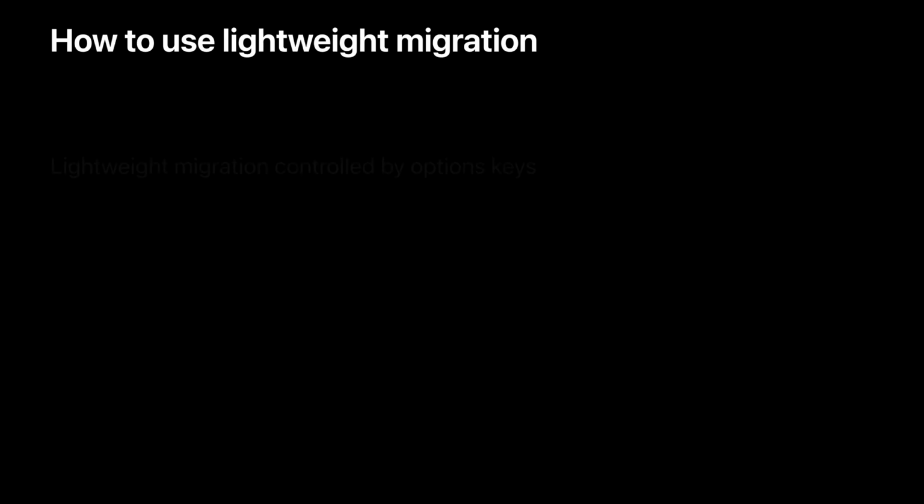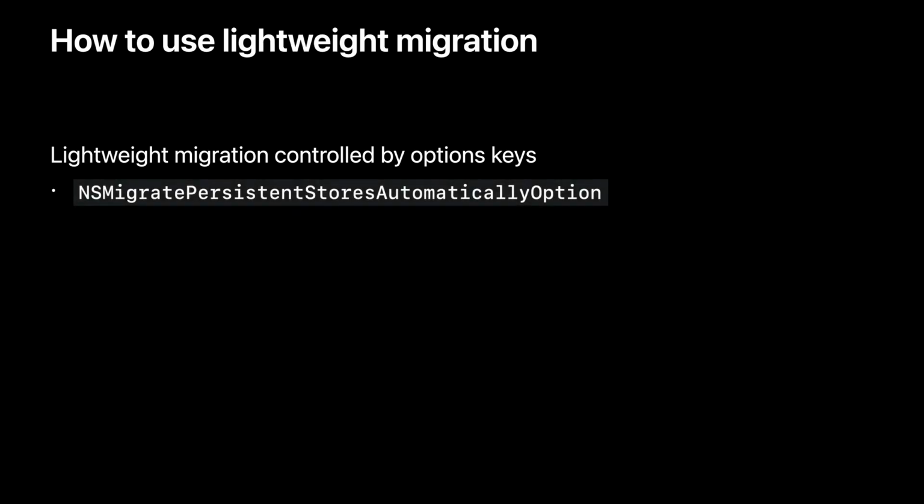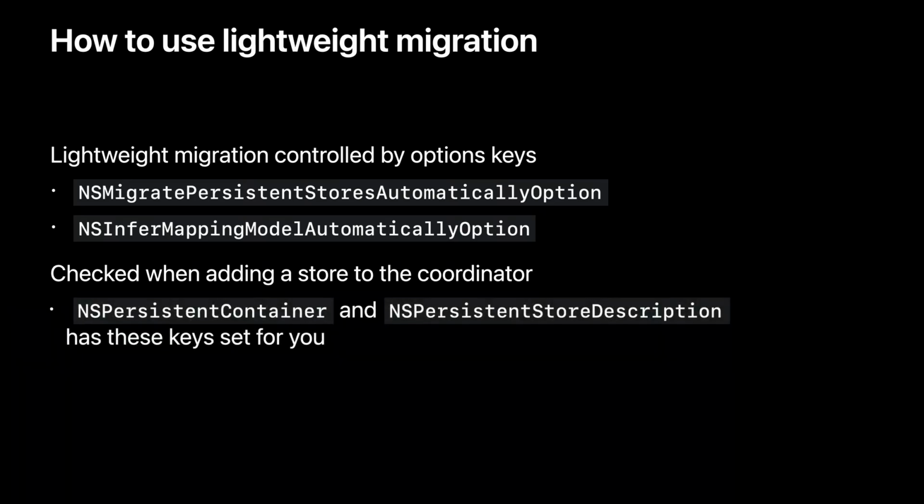Lightweight migration is controlled by two options keys: NSMigratePersistentStoresAutomaticallyOption and NSInferMappingModelAutomaticallyOption. The presence of these two keys set to a true value when the store is added to the persistent coordinator will cause Core Data to perform lightweight migration automatically if it detects the persistent store no longer matches the current model. If you're using NSPersistentContainer or NSPersistentStoreDescription, these options are set automatically for you and you don't need to do anything.